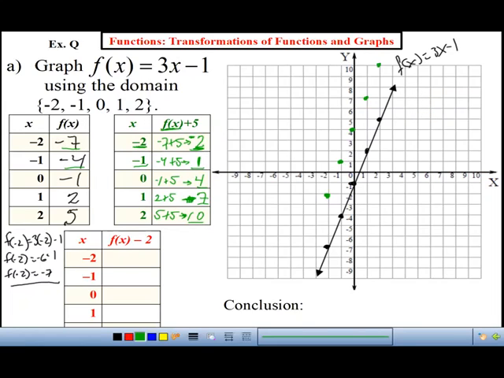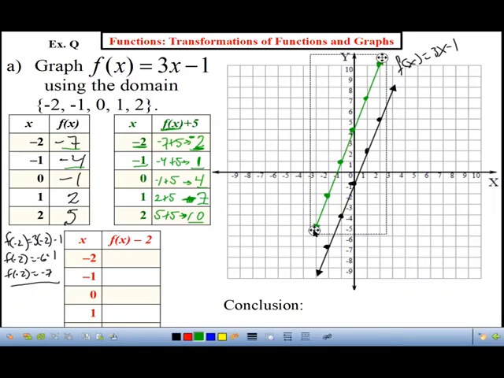All right, let me graph that in red. Get your ruler. There it is. Okay, and that looks pretty.